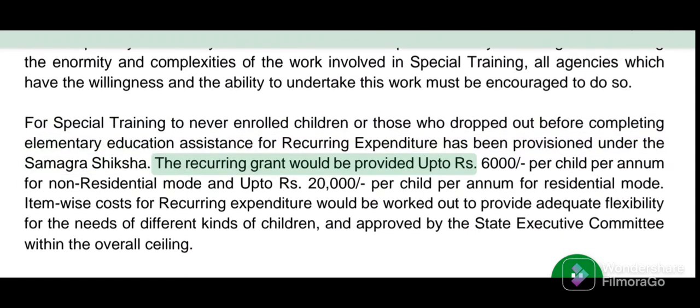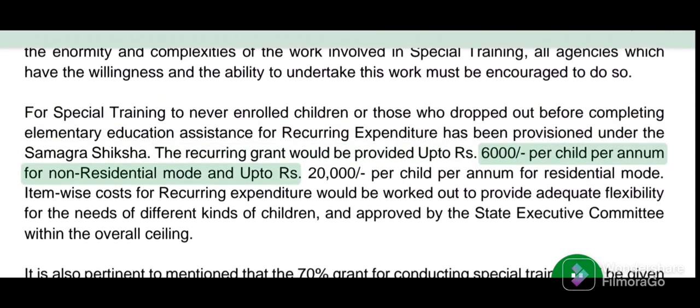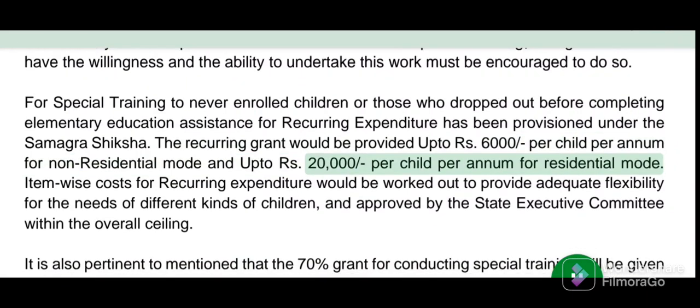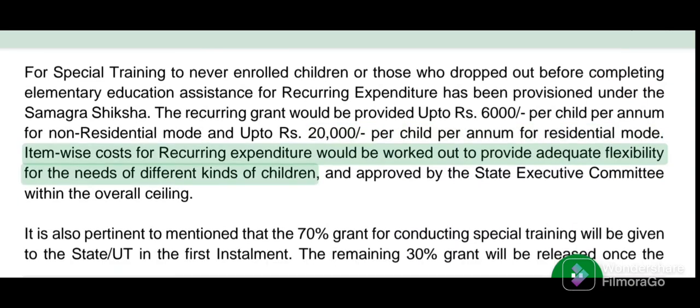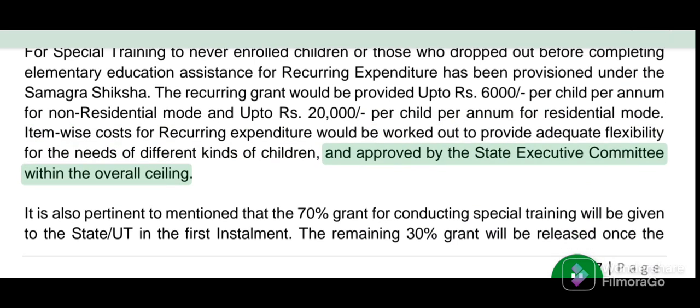The recurrent grant would be provided up to Rs. 600 per child per annum for non-residential mode and up to Rs. 20,000 per child per annum for residential mode. Item-wise costs for recurring expenditure would be worked out to provide adequate flexibility for the needs of different kinds of children, and approved by the State Executive Committee within the overall ceiling.